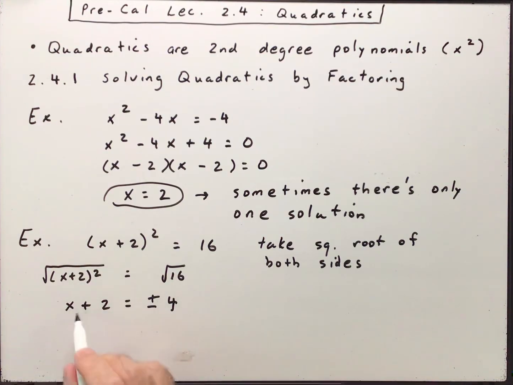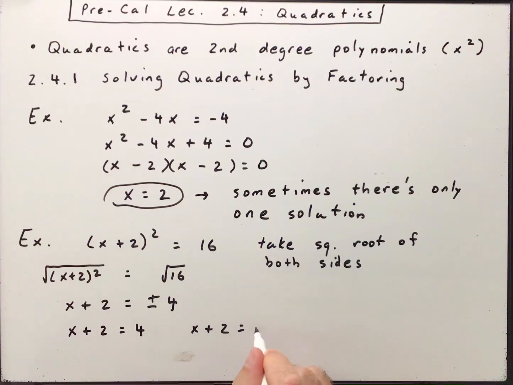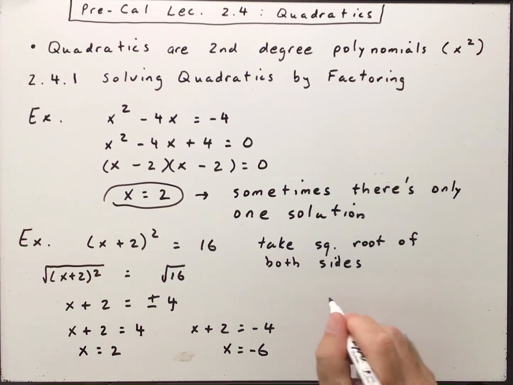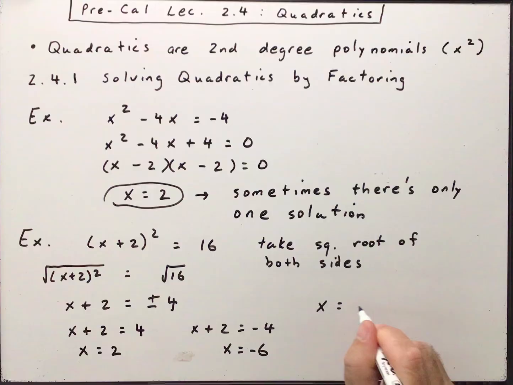So what we would have, we'd have x plus 2 is equal to 4. That's 1. And then the other one is x plus 2 is equal to negative 4. All right, x plus 2 is the negative side and the positive side. So in this case, x would be 2. And in this case, x is negative 6, solving for x. So our two solutions are x is equal to negative 6 and 2.